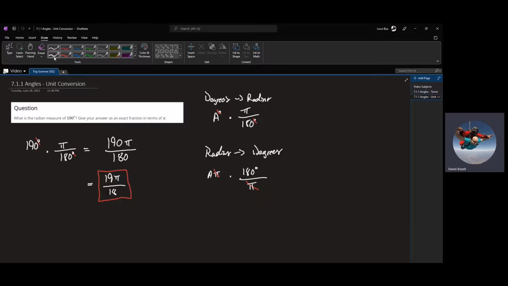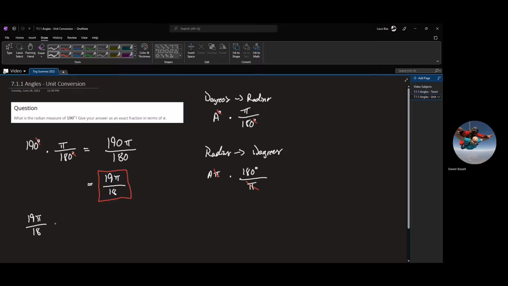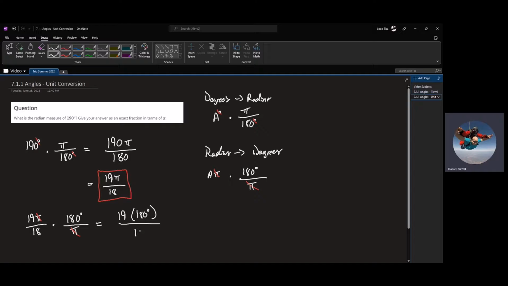And then just to go ahead and show the opposite of this, we can start with 19 pi over 18 multiply by 180 degrees over pi. And then when we multiply this across, our radian measures cancel, and we get 19 times 180 degrees over 18.